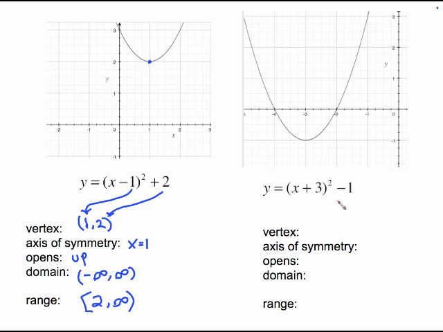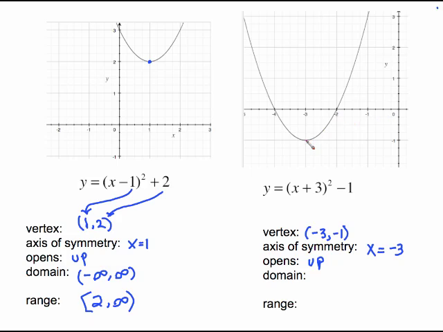Take a look at this one. See if we can look at this from the standpoint of the equation first and then verify it with the graph. That says +3, so the first part of the vertex needs to be -3, followed by -1. Axis of symmetry is x equals -3, that number right there. According to this, because this is positive, it should open up. Now let's check those things on the graph.